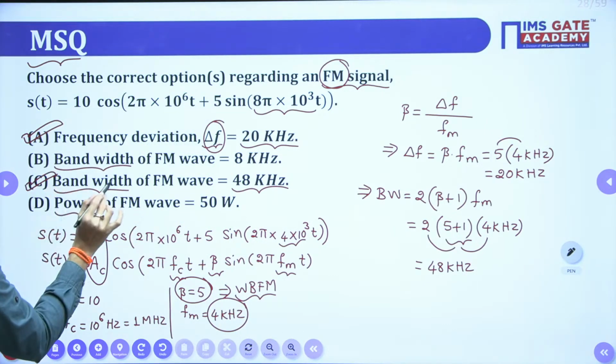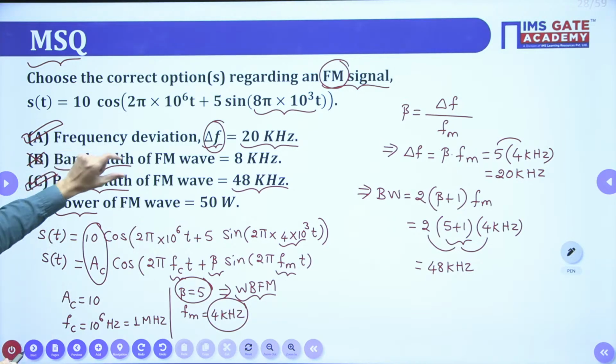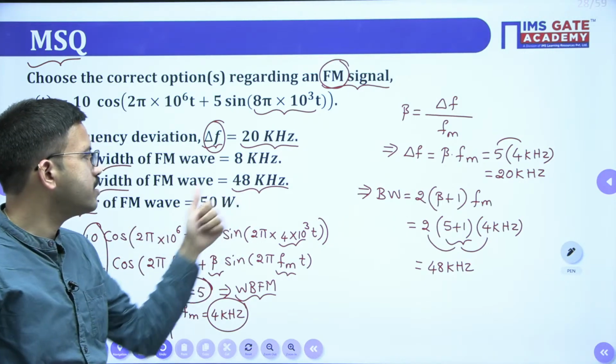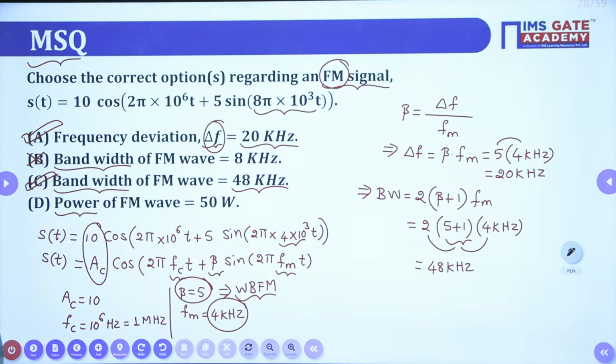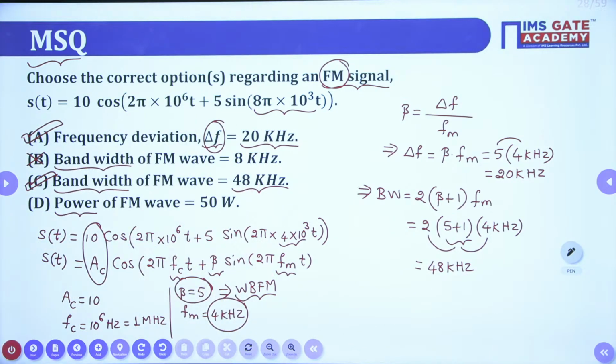So the moment option C is correct, obviously option B will be wrong, because both choices are regarding bandwidth only. In one case they have mentioned 8 kilohertz, in the other option they have mentioned 48 kilohertz. Since you are getting 48 kilohertz, obviously 8 kilohertz is not the correct one.